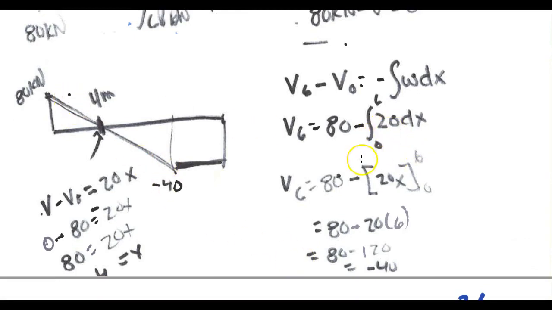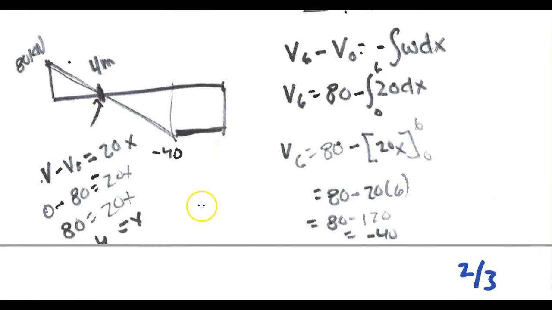Now, the other thing that you can see, and the thing that I really want to point out, is because w is a constant, and this function is 80 minus 20 times x, this is a linear function, meaning that V is going to change in a linear manner from 80 kilonewtons at 0 to negative 40 kilonewtons at 6 meters. Now, the next part, from here to here, the last 3 meters, is going to remain at negative 40 because there are no additional forces or reactions beyond that.